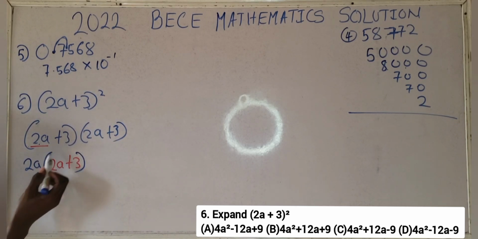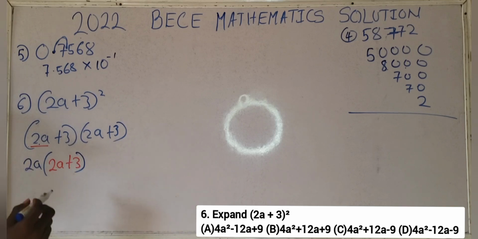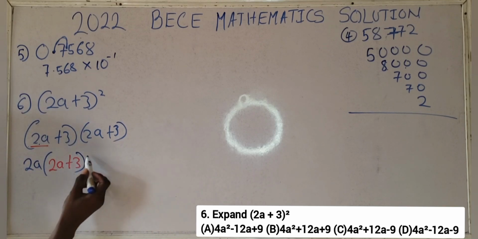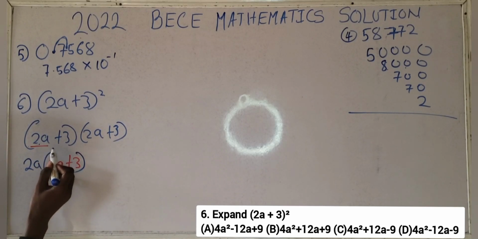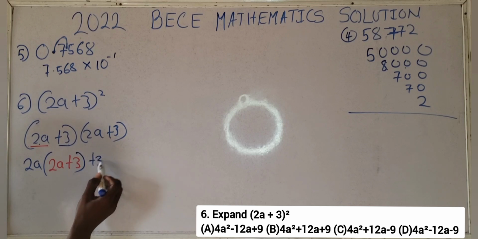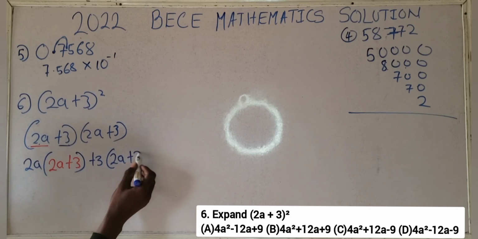Now, take the second term in the first bracket. The first bracket is 2a plus 3. The second term in the first bracket is what? It is plus 3. So I'm going to use plus 3 to multiply all the terms in the second bracket as well. All the terms in the second bracket are 2a plus 3. So I'm going to have plus 3 times (2a + 3).